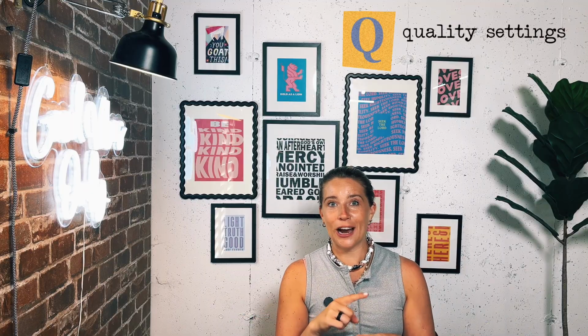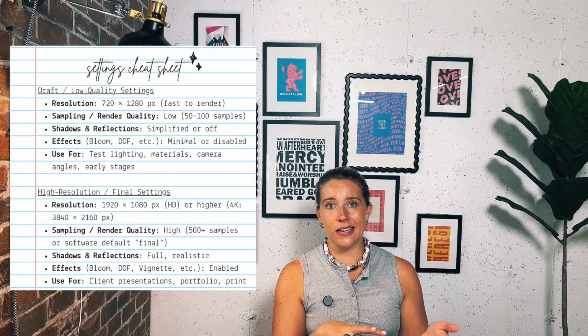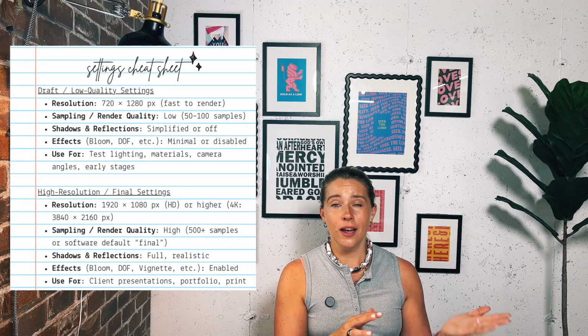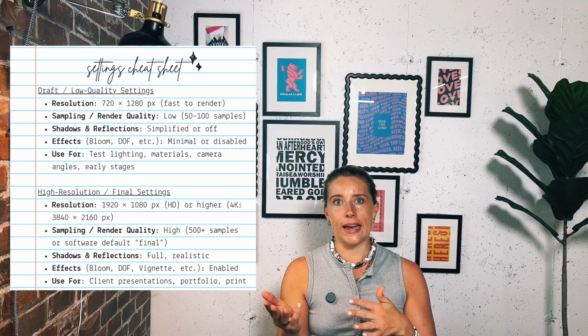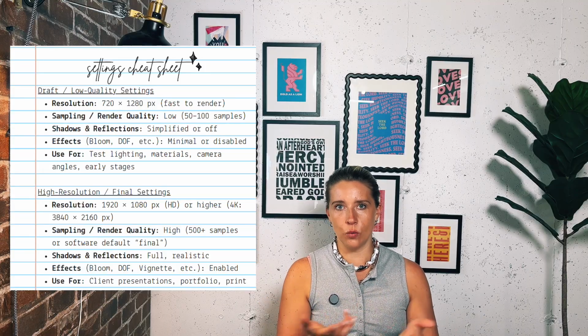Q is for quality settings, and this is going to tie back into our output, aspect ratio, composition conversation. But the question is, what kind of quality settings are you using for your draft renders versus your final output? And I have an entire cheat sheet listed in the PDF guide, but just to hit on a few of them. For my draft settings, I'm usually working at a 1080p resolution, maybe even a little bit lower. For final, I'm doing more like 4K, sometimes 1080p. It just depends on what I'm using it for.